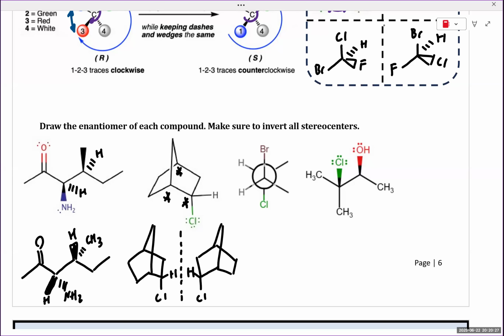So now with these two examples in mind, I'd like you to take a few moments, pause the video, and draw the enantiomer of these next two compounds.